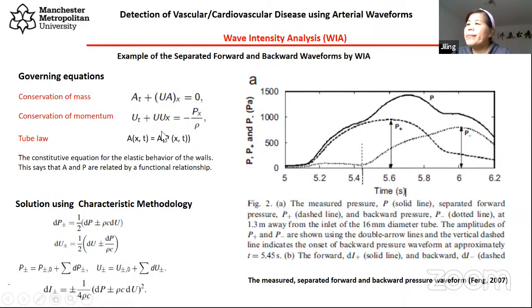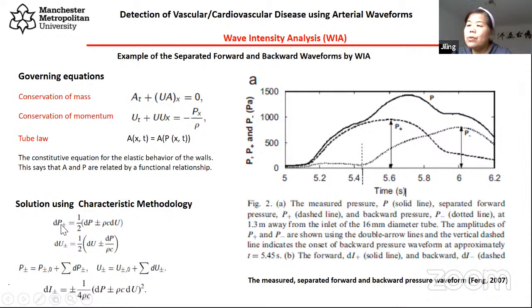This is the fundamental equation for the method of wave intensity analysis, which includes the conservation law of mass, the conservation law of momentum, plus the tube law. We can use this equation to describe the performance of blood flow in elastic vessels. Then we use the characteristic method to get the solution. Then we can split this wave into forward and backward directions.